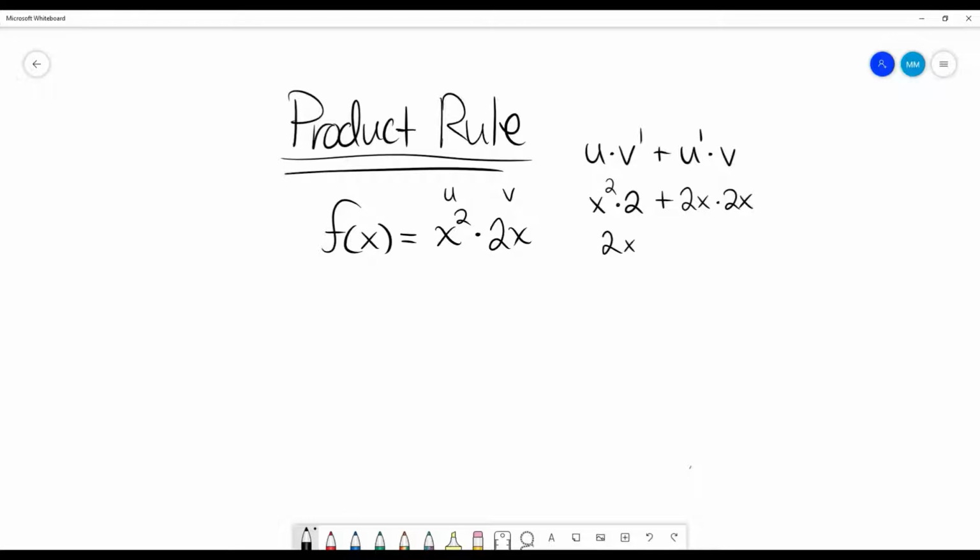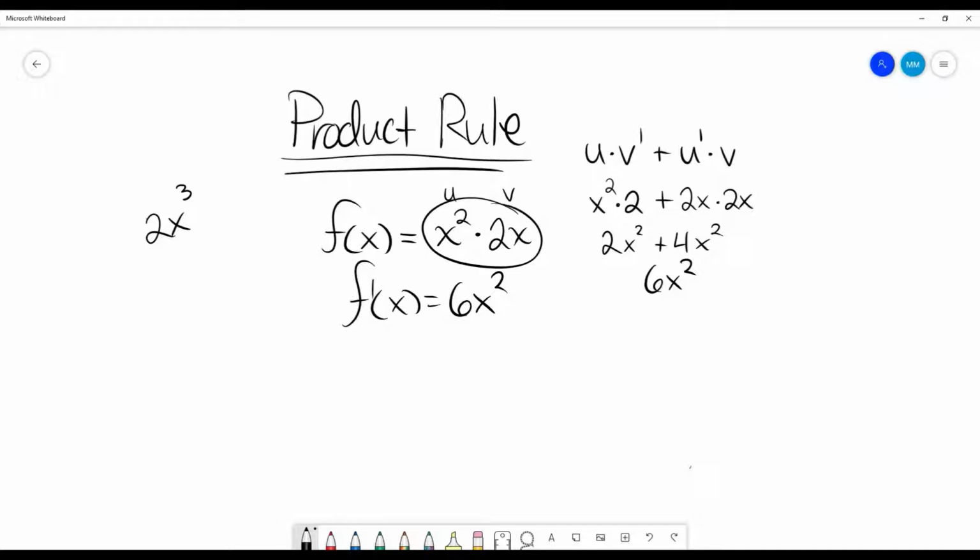So this becomes a 2x squared plus a 4x squared. And obviously we can combine that. That is a 6x squared. So our derivative in this case is 6x squared. And if we were to multiply these together, right, if I went ahead and multiplied them like that, because I can combine them because they're both just x's, that would get me a 2x cubed, right, because that's just combining like terms. And then if I take the derivative of that using our power rule, I get the same thing. So we can always double check it with that.